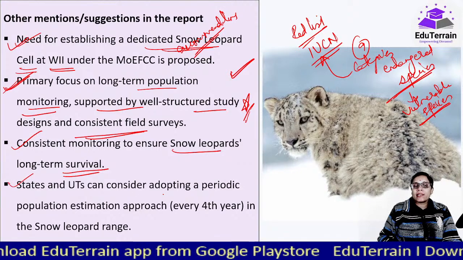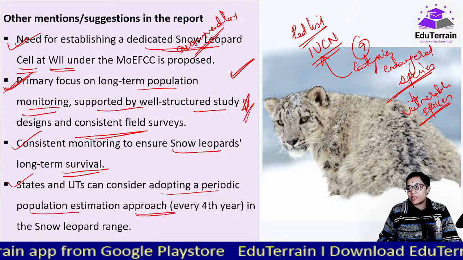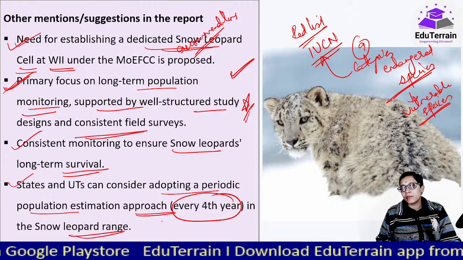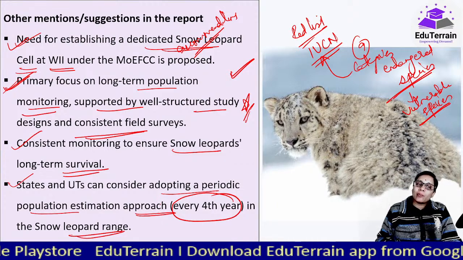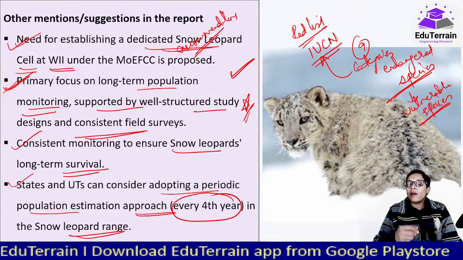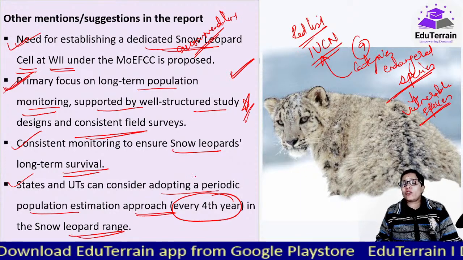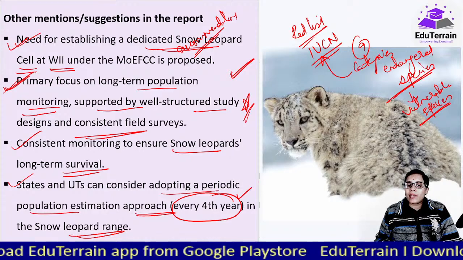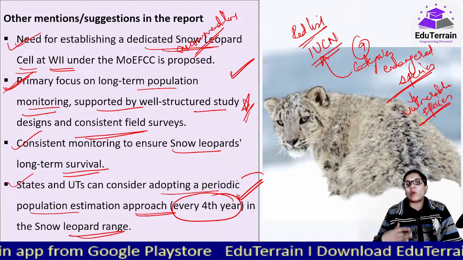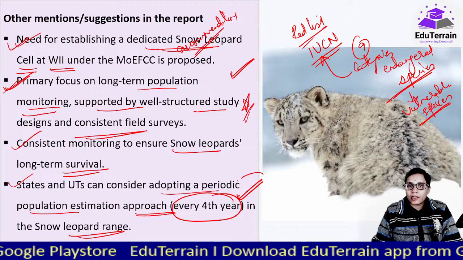States and union territories can consider adopting a periodic population estimation approach every 4th year in the snow leopard range. So they can also start with the periodic population estimation by themselves with the help of WII or a dedicated snow leopard cell, which they have recommended to be launched under WII. So with that help they can launch a survey every 4th year so that their population can be monitored thoroughly. Okay. Now these are the recommendations.